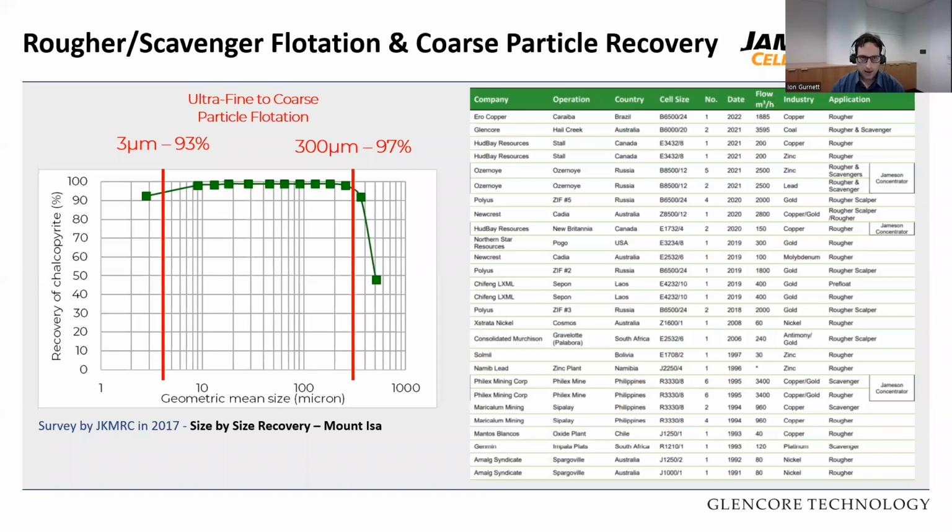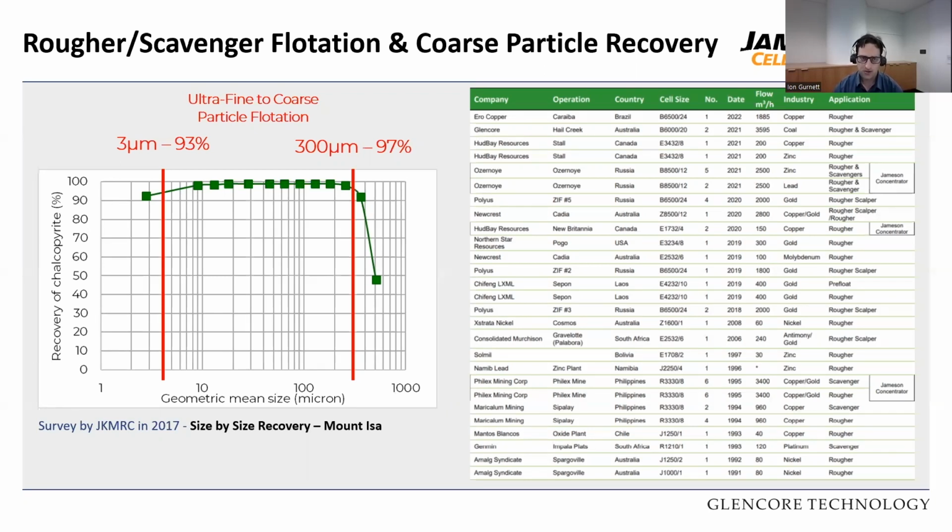Now, the Jameson Cell, as Adam touched on earlier in this presentation, can recover particles from about 3 microns to about 300 relatively easily. When we did a case study on the Mount Isa installation, where we put 3 B18 downcomer cells in, we found that we could get recoveries from about 93 to 97% chalcopyrite recovery from 3 to 300 microns. So the ability to float relatively coarse material is not new.